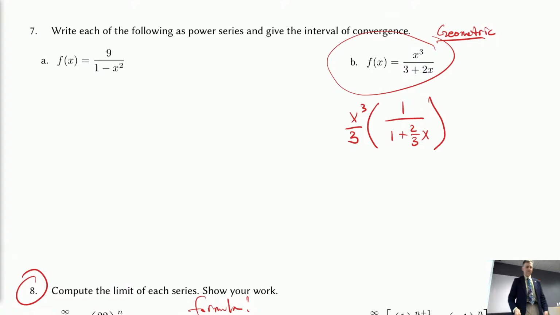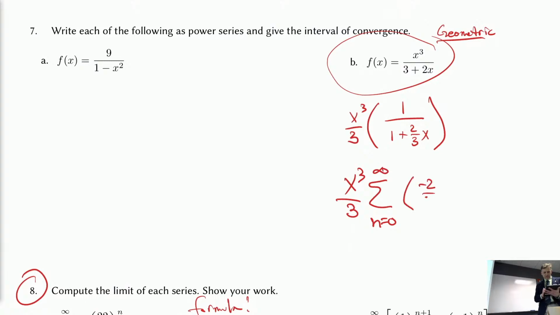But anyway, once you have that, the rest is pretty straightforward. I'll just do the next step. This is x cubed over 3 times the sum where n goes from 0 to infinity of negative 2/3 x to the n. Negative 2/3 because you need a negative here. It's 1 minus the negative of that stuff.